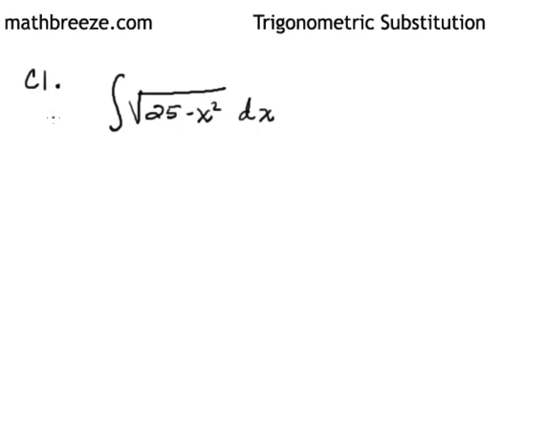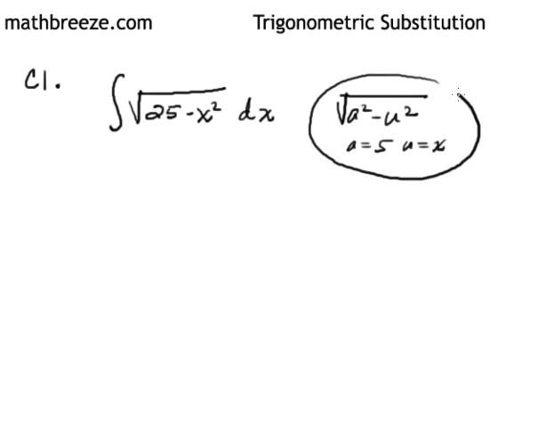Here's the first example of an integral where it's appropriate to do a trig substitution. So it's the square root of 25 minus x squared. And in this case, this integrand contains something of this form, a squared minus u squared, where this time here a is equal to 5 and u is equal to x. All right, so that's why it's appropriate to do a trig substitution over here. So we're going to do that.